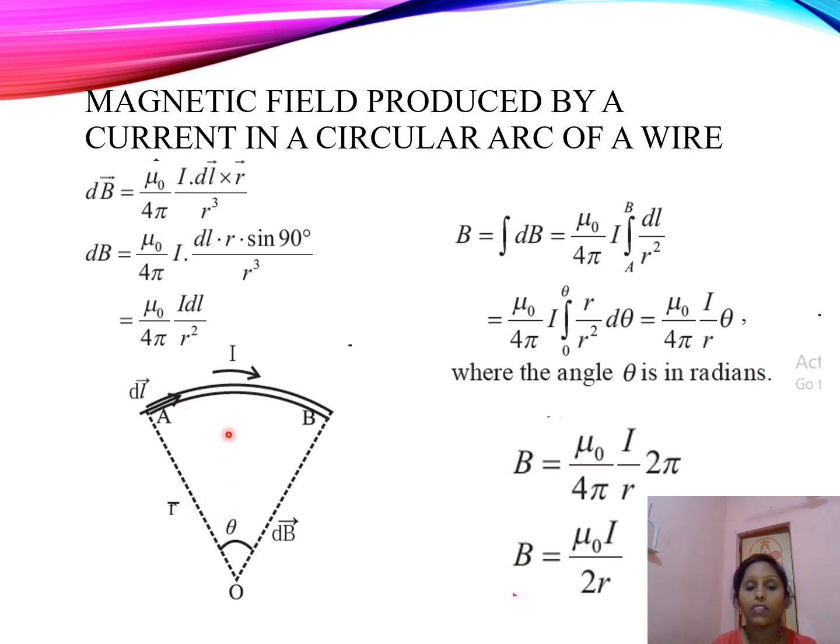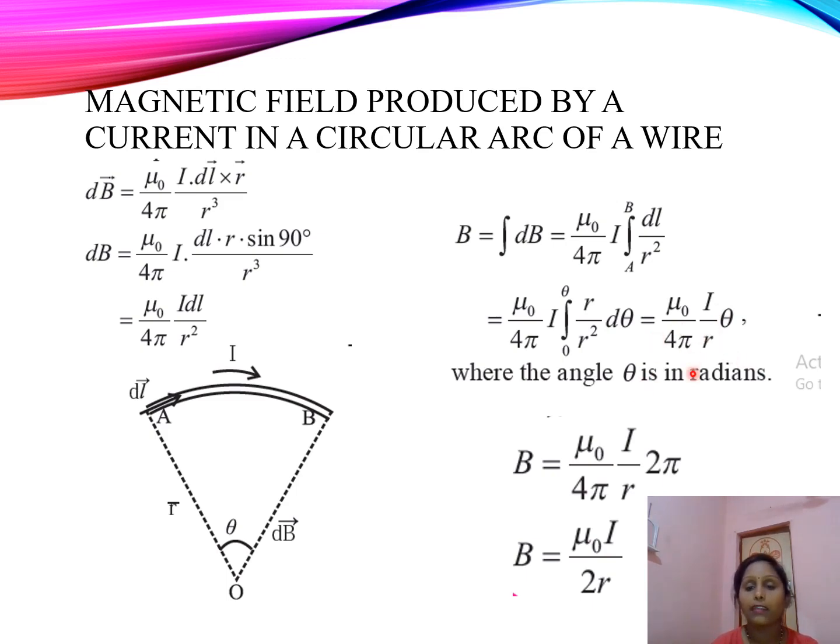Then from this I can get dl is equal to r dθ. So the equation comes, this is equal to μ0 by 4π I integration from 0 to θ, because that is the limit, r dθ instead of dl from the angular displacement equation, divided by r square. So r and r get cancelled, one r can be taken out. Then dθ, when I integrate, the equation becomes θ. So the equation comes μ0 I θ divided by 4π r.